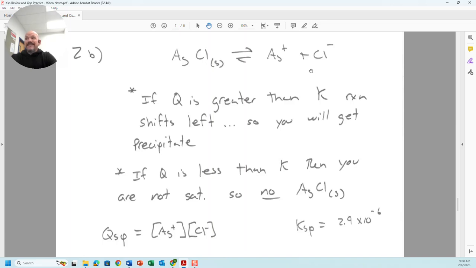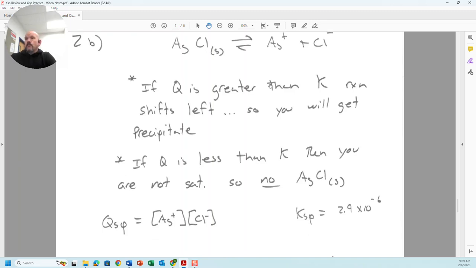But if Q comes out to be less than K, that means you're not oversaturated, you're not even saturated yet with the silver and the chloride, so you're not going to shift the reaction this way. In fact, you could still add more solid silver chloride to the solution, and it's going to dissolve because you're not at the point of saturation yet, okay? So whenever you're trying to figure out if an insoluble salt will precipitate, the question is, is Qsp greater than Ksp? If Qsp is greater than Ksp, absolutely, you'll get a precipitate. If Qsp is less than Ksp, you won't see a precipitate.